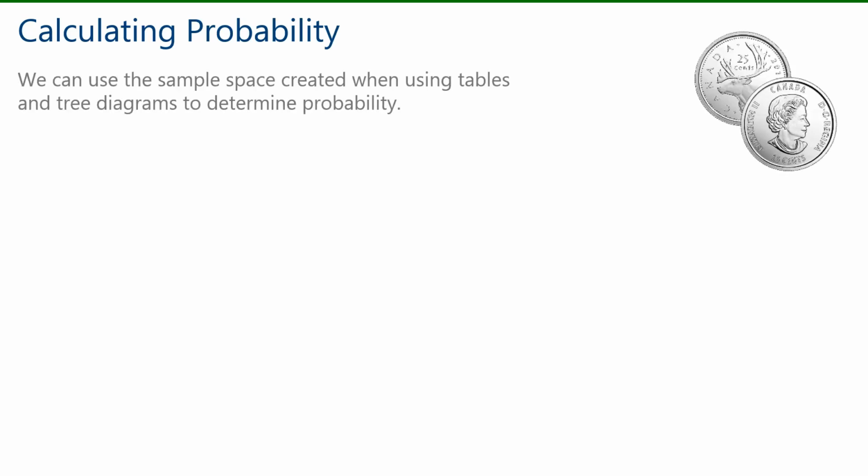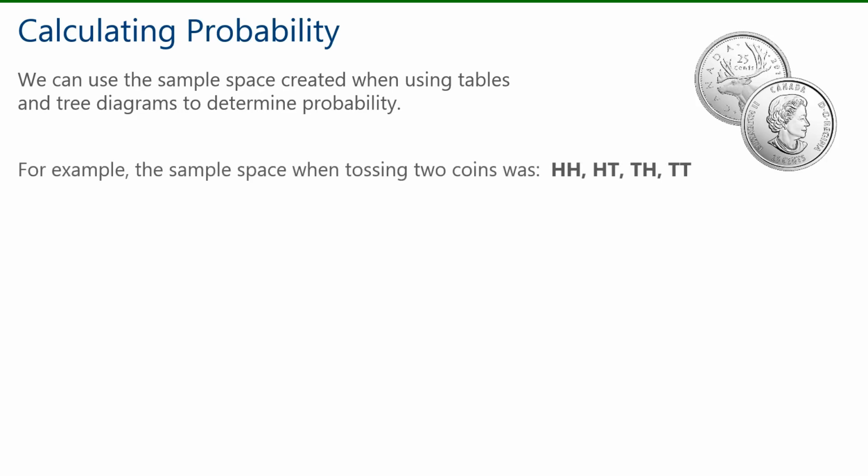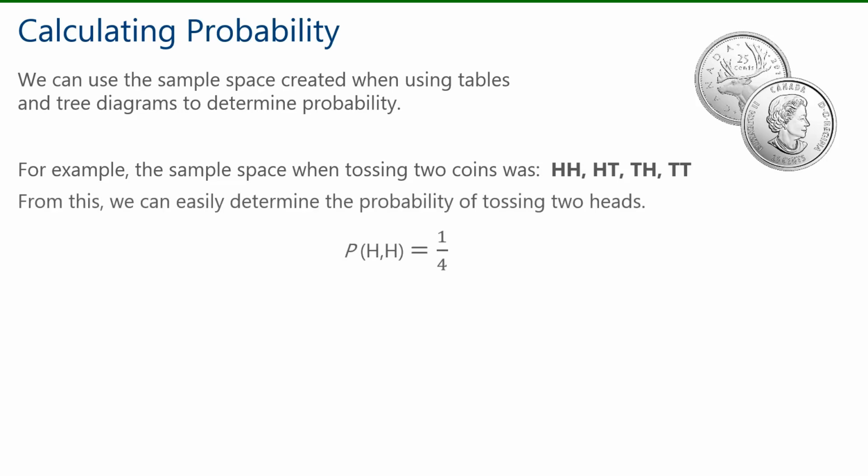We can use the sample space created when using tables and tree diagrams to determine probability. For example, the sample space when tossing two coins was heads and heads, heads and tails, tails and heads, and tails and tails. From this, we can easily determine that the probability of tossing two heads is 1 over 4, since there were 4 different outcomes and only one outcome that had two heads.